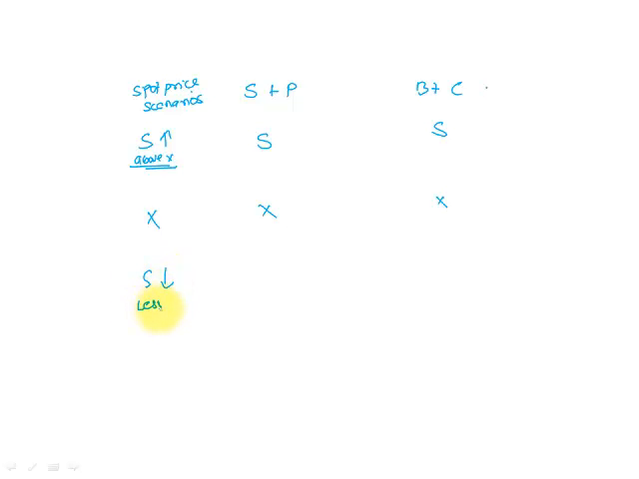So let's now make this small chart. If the spot price increases above the strike price, then this portfolio will be equal to S and S. This is the spot price scenario. If it is equal to strike price, then this is of course equal to X and X. And if it is decreasing, which is less than X, then it would be equal to X and X again.